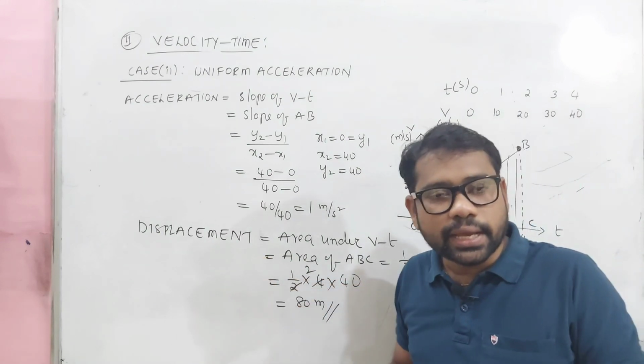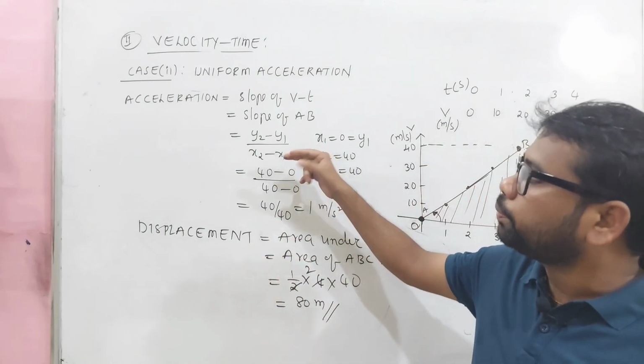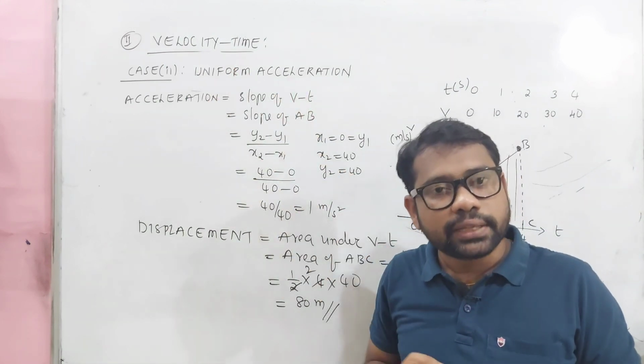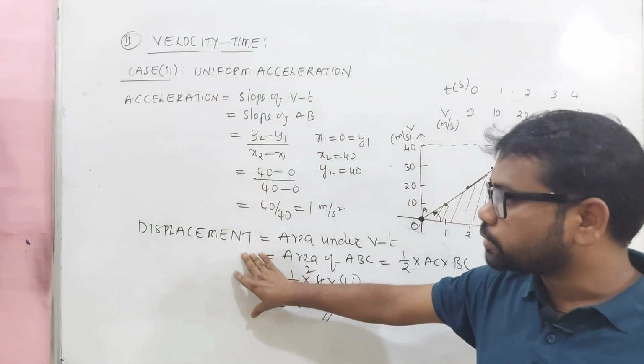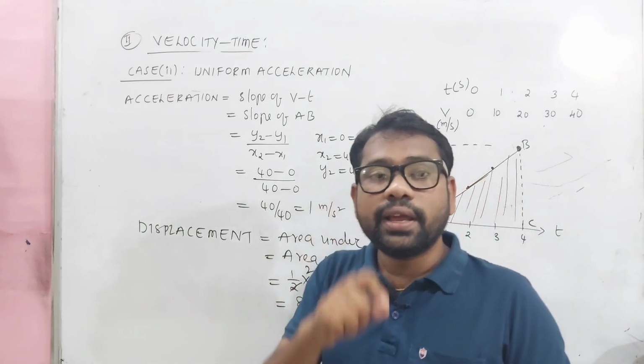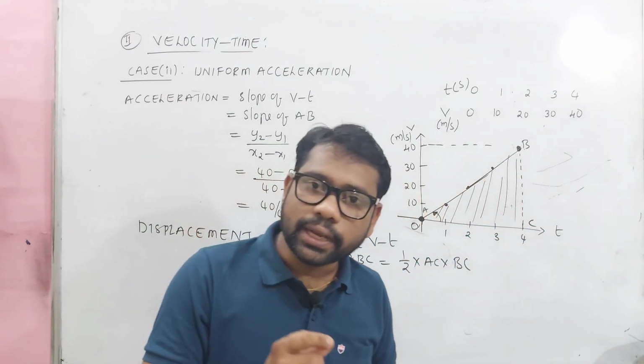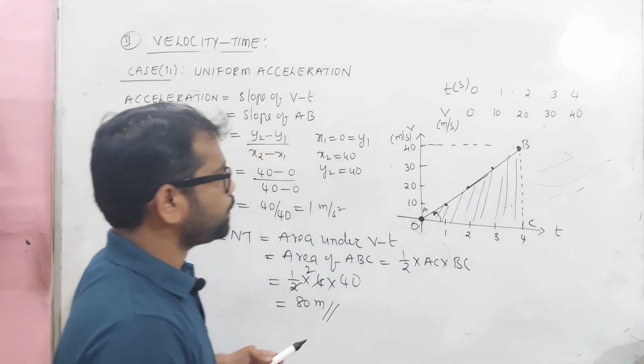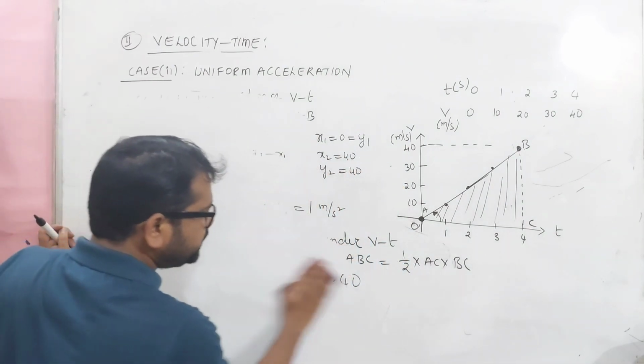Children, how can we calculate the acceleration? By finding the slope of the velocity time graph, we can calculate the acceleration. Then how can we calculate the displacement? By finding the area under the velocity time graph, we can calculate the displacement or distance. Okay, copy it. Now we will see, dear children.